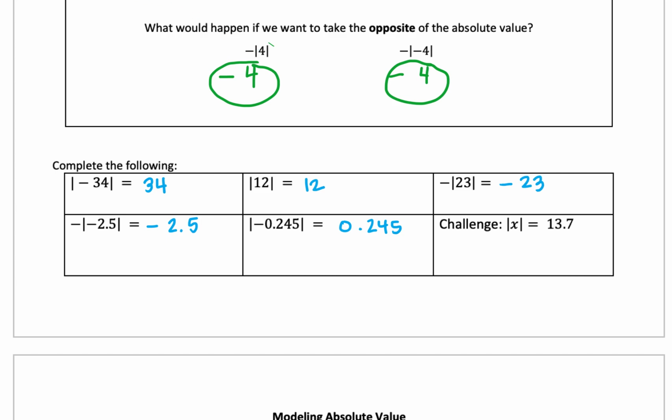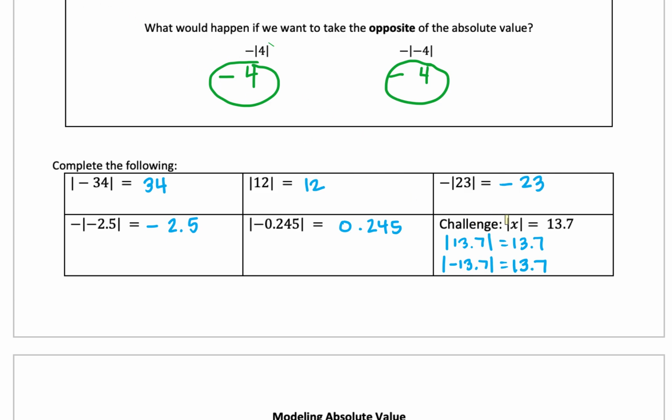Now in this last example, hopefully you were able to figure out this challenge. I wanted you to tell me what x could equal here. So it's saying the absolute value of x is 13.7. Well, there's two answers here because I can say that the absolute value of 13 and 7/10 would get me 13 and 7/10. So I know that that's true. But I also know that if I took the absolute value of negative 13 and 7/10, I would have the same answer on the outside of 13 and 7/10.